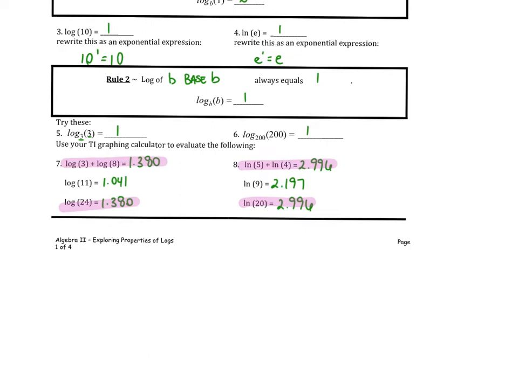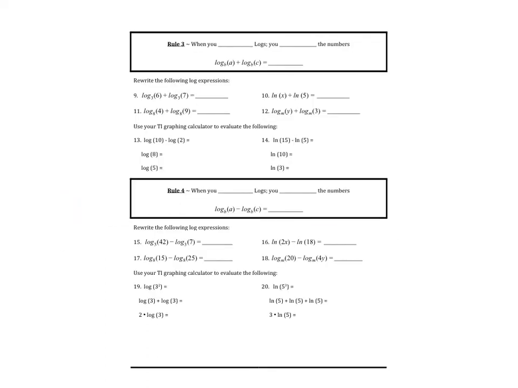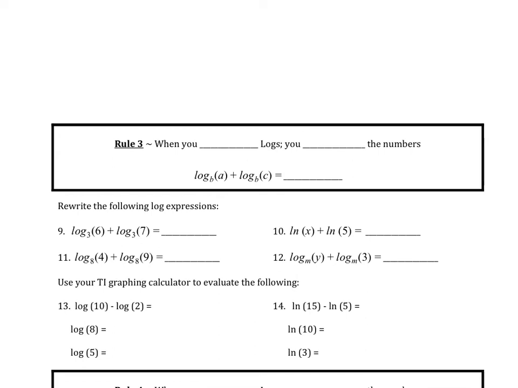The next rule follows exactly from what we just did. So when we add logs, we are actually multiplying the numbers. On this one, I have log base b for both, and I'm saying log base b of a plus log base b of c. That's really saying log base b of a times c.